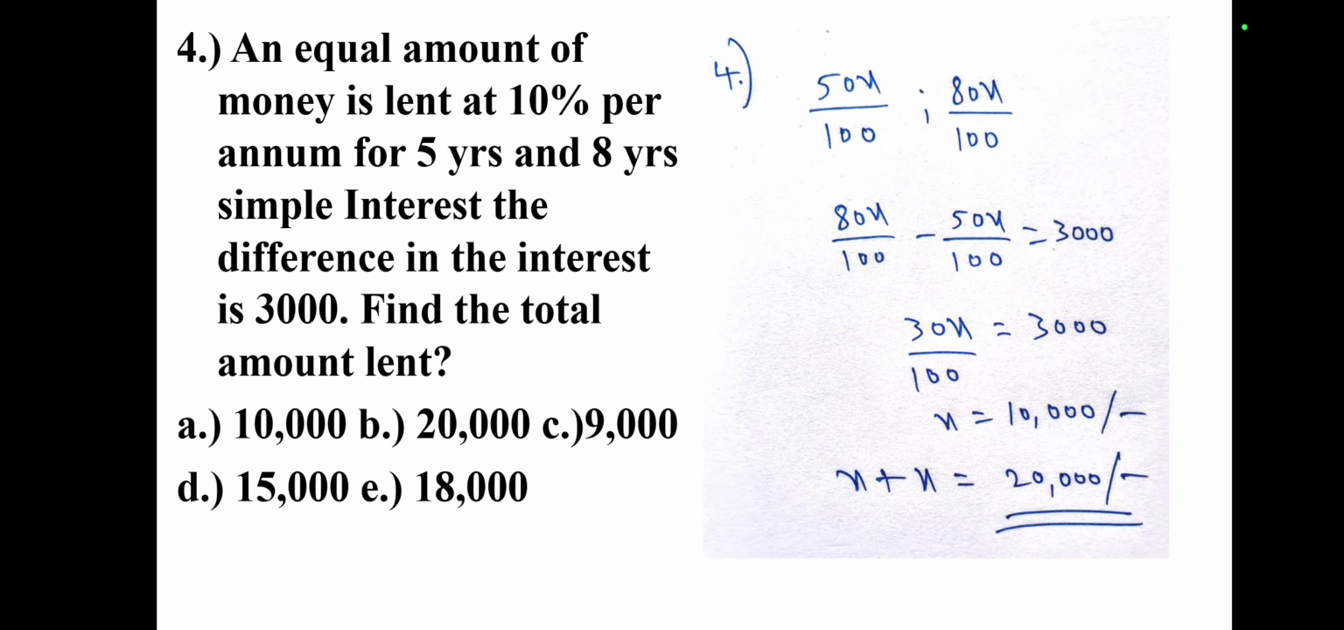Moving to the fourth question. An equal amount of money is lent at 10% per annum for 5 years and 8 years simple interest. The difference in the interest is 3000 rupees. Find the total amount lent.